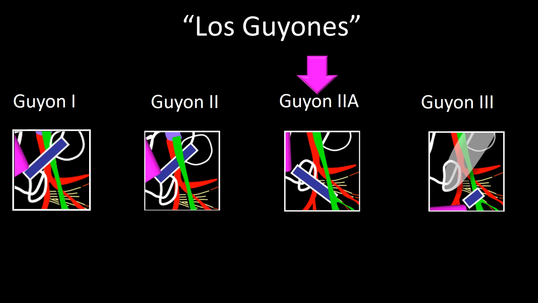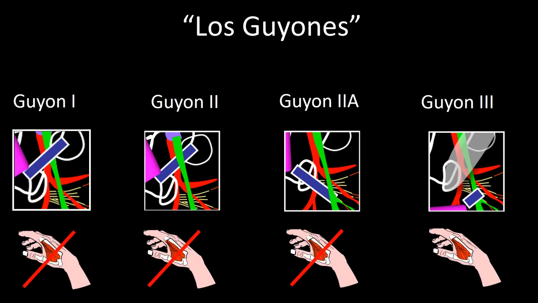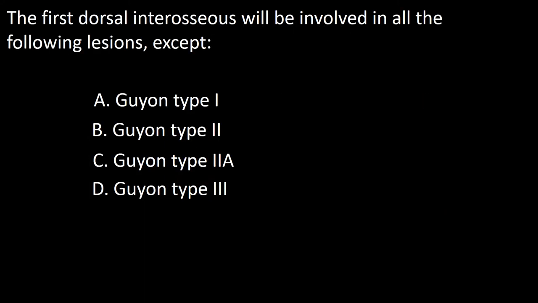In type 2A, the deep branch is affected only after the fibers for the hypothenar muscles have departed, hence the hypothenar muscles, including the abductor digiti minimi, are spared. Whereas in type 2, the lesion occurs prior to the departure of the hypothenar branches, hence the hypothenar muscles are involved. In Guyon's type 3, only the superficial branch is affected. As far as the first dorsal interosseus being affected, only in Guyon type 3, when only the superficial branch is affected, this muscle, that is, the first dorsal interosseus, is spared. So the answer to this question is D.